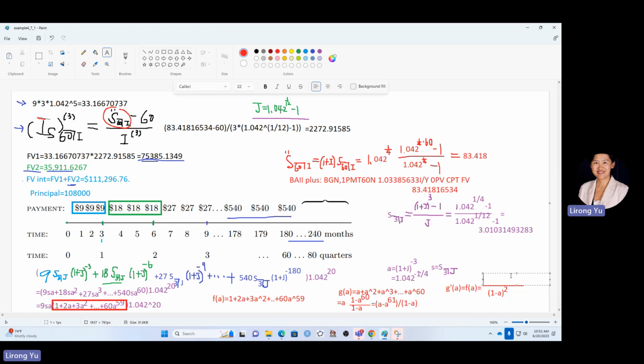So what we have left is 1 minus 61 A to the power of 60 plus 60 A to the power of 61.